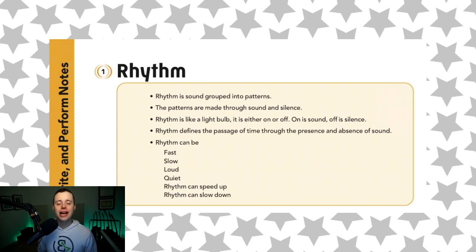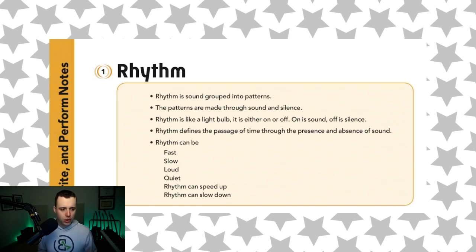Welcome to the first chapter and the first lesson in this module, Rhythm 1. For this entire module, this entire chapter, we're just going to be talking about rhythm. So what is rhythm? Rhythm is sound grouped into patterns, and the patterns are made through sound and silence. Rhythm is like a light bulb. It's either on or it's off. When it's on, there's sound. When it's off, there's silence.